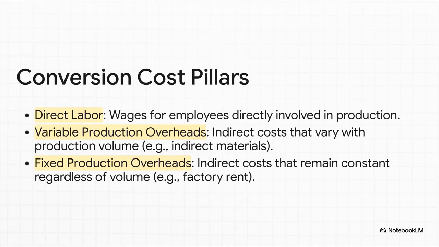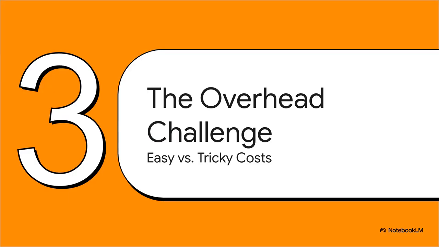We can actually break down all those conversion costs into three main buckets. You've got your direct labor and your variable overheads. Those are pretty easy. The more stuff you make, the more you spend on them. But that third one, fixed production overheads, oh boy, that one is the main boss battle we need to win today. So what is it about these fixed costs that makes them such a headache for accountants?